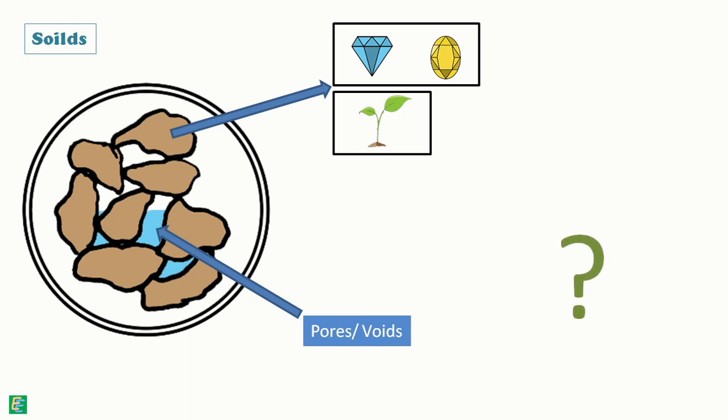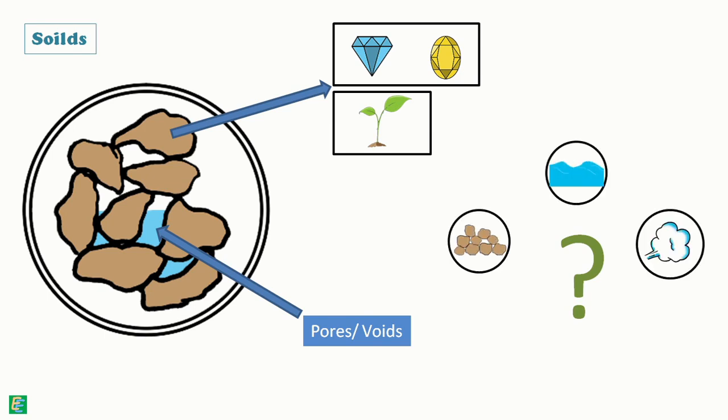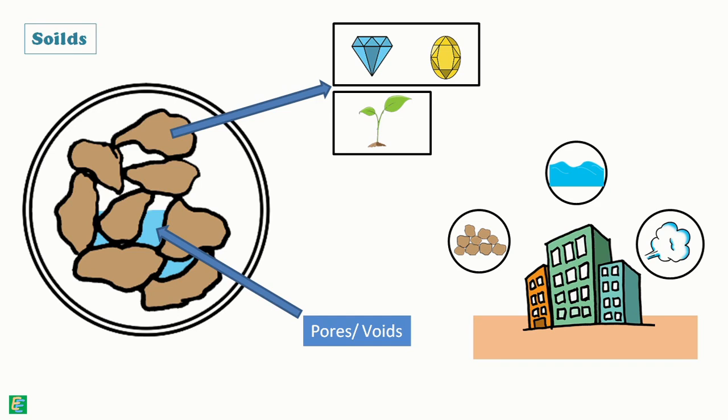But why are we studying this obvious thing? Because the proportion of solids, water and air in a soil mass influences its physical properties. And before founding a structure on the soil, we should study it in detail.